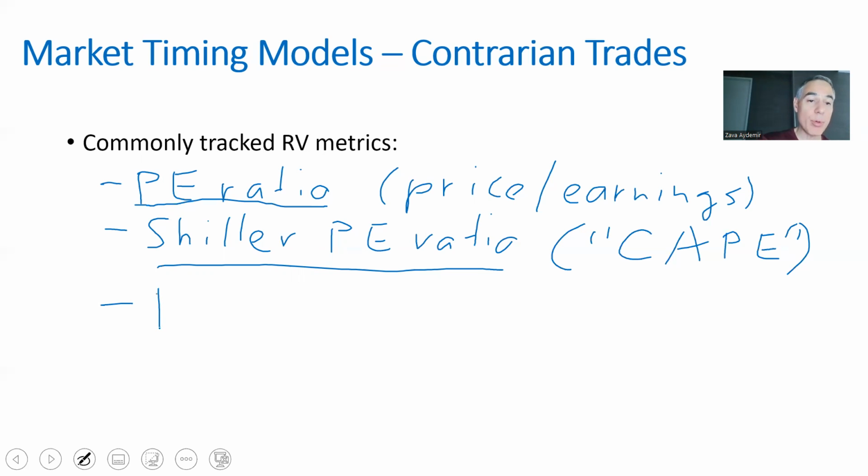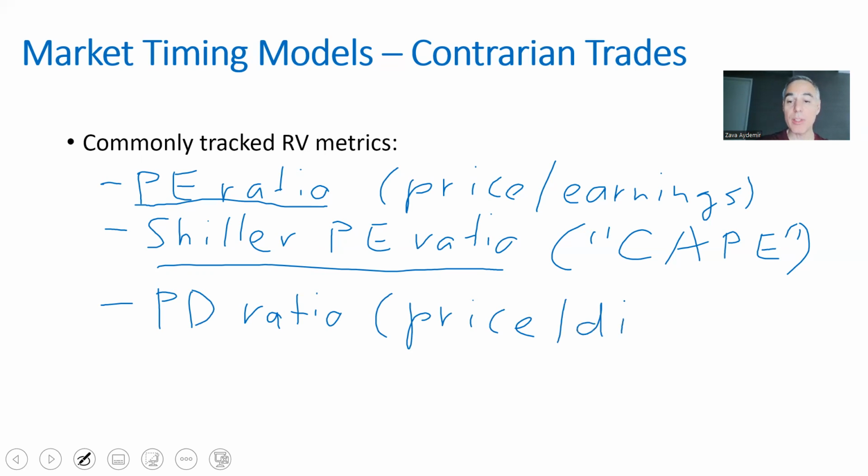Then another one is the price dividend ratio. That is a metric that was used in the past very frequently. And the reason why it's not used so often today is because many companies changed their dividend policies in the past couple of years, from paying dividends to their investors to repurchasing stocks. So the P/D ratio used to be a very commonly used metric. It's not that widely used nowadays.